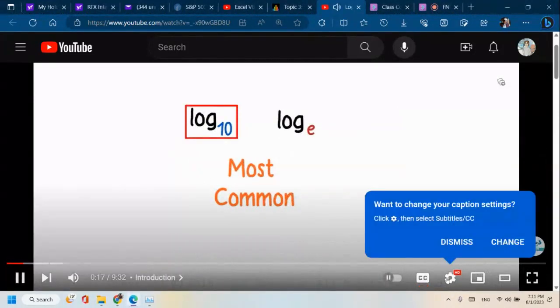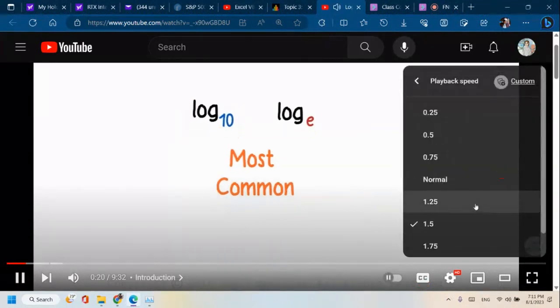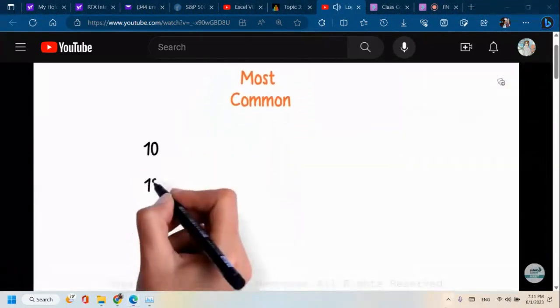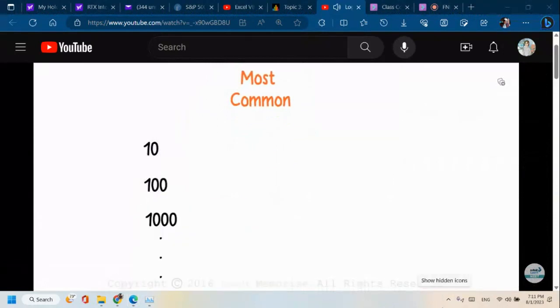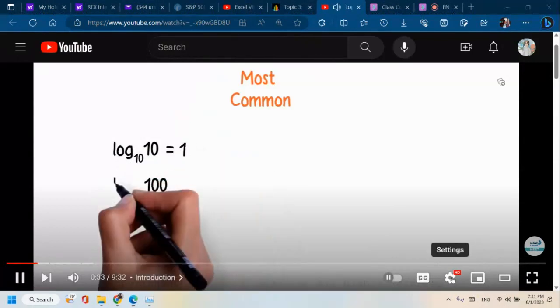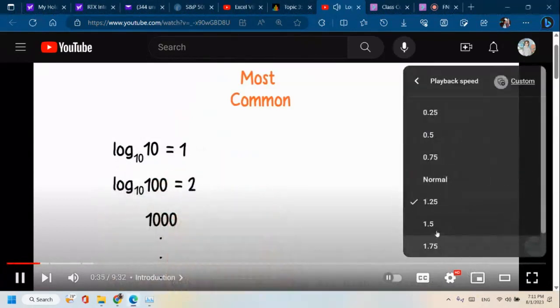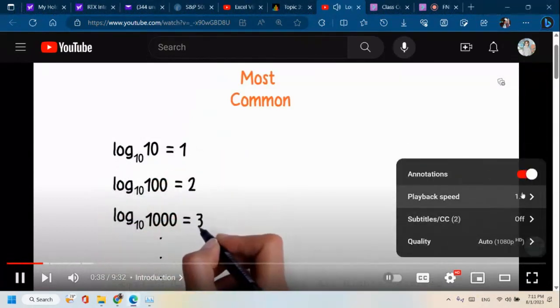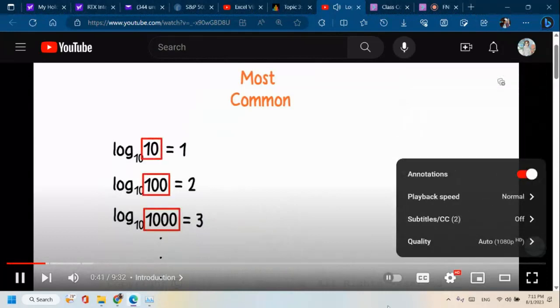Log to the base 10 is kind of intuitive. It's easy to talk in multiples of 10. 10, 100, and so on. Log to the base 10 gives us an easier scale to work with. Log 10 to the base 10 is 1. Log 100 to the base 10 is 2. Log 1000 to the base 10 is 3. And we can see that the multiples of 10 can be managed with a scale of natural numbers.